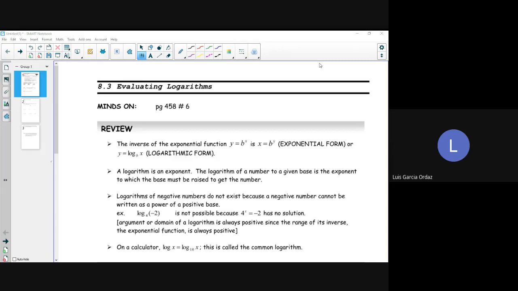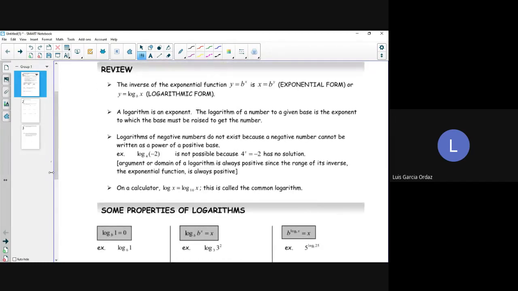So today we're going to be talking about evaluating logs. So first of all, we need to remember what we did last week, Friday. The inverse of the exponential function y is equal to b to the power of x is x is equal to b to the y, which is the exponential form, or y is equal to log base b of x, which is the log form. So a log is an exponent. The log of a number to a given base is the exponent to which the base must be raised to get the number. So logs of negative numbers do not exist because a negative number cannot be written as a power of a positive base.